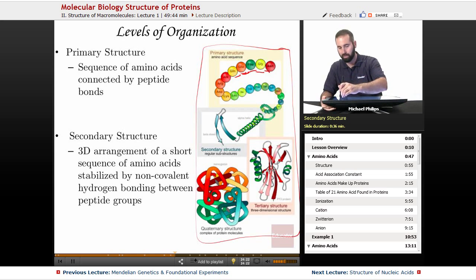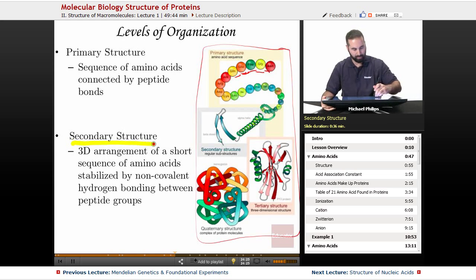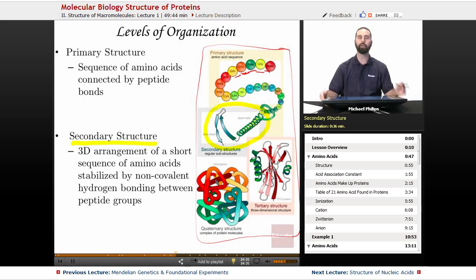The next part is secondary structure. All right. Now this is just local 3D structure. So it's the arrangement of just a short sequence of the entire polypeptide into something that we're likely going to see as an alpha helix or a beta pleated sheet or turns and loops. All right? And this is important because it's stabilized by non-covalent hydrogen bonding. Okay, and that occurs between the peptide groups.